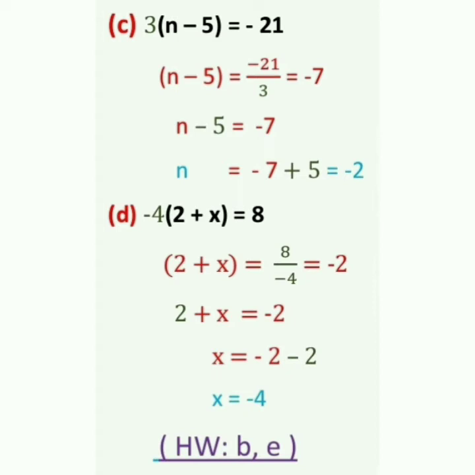Now D, minus 4 into bracket 2 plus x bracket close is equal to 8. Therefore, 2 plus x is equal to 8 upon minus 4 is equal to minus 2. Therefore, 2 plus x is equal to minus 2. Therefore, x is equal to minus 2 minus 2. Therefore, x is equal to minus 4. It's clear? Now try to solve the B and E by yourself.